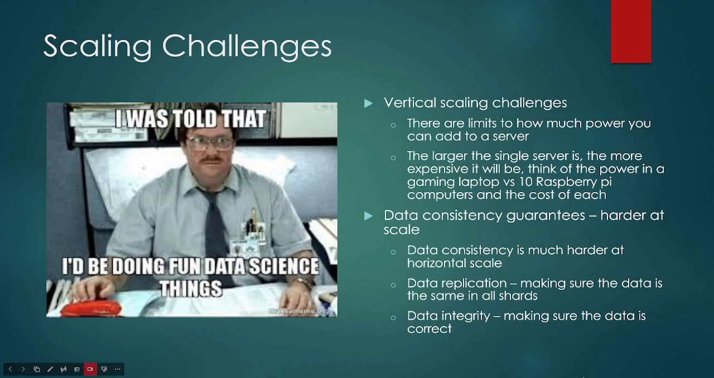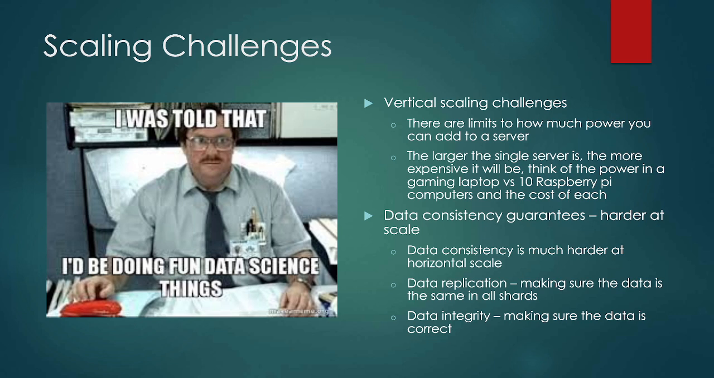Okay, so some other scaling challenges. Vertical scaling challenges are that we can only add so much power to the server. The larger the server is, the more expensive it will be. So if we can avoid that, it will make it a little bit easier. Data consistency guarantees is another scalability issue. Being able to guarantee that our data is not being changed badly, corrupted, things like that is much harder when we get to talking about more data and bigger databases.